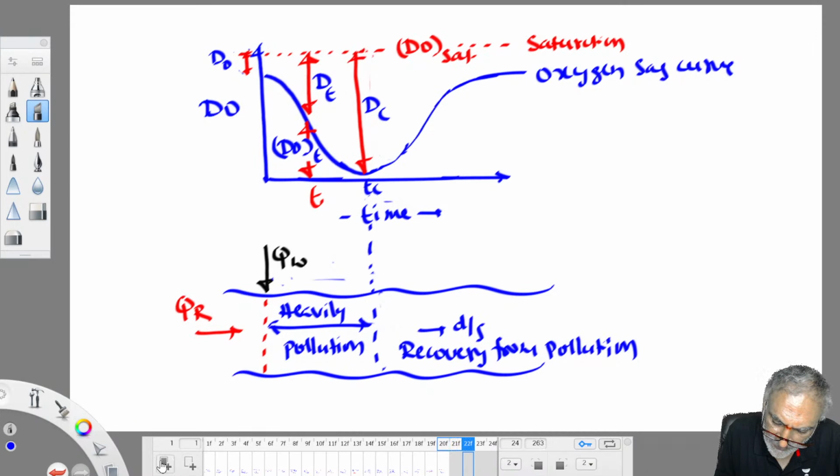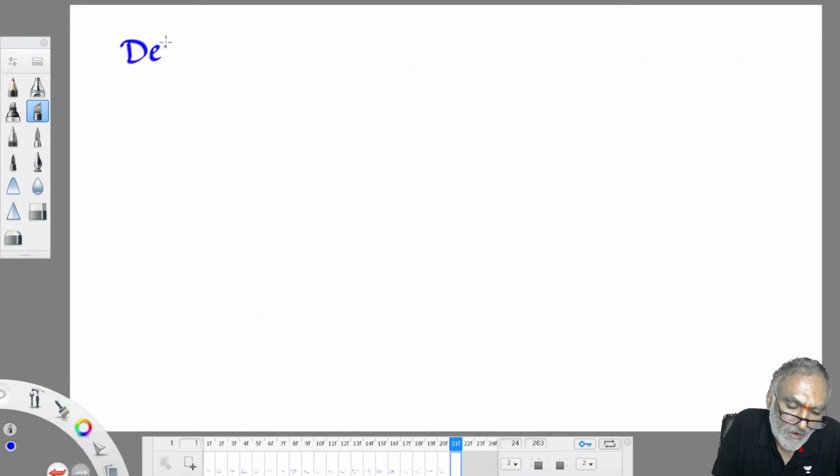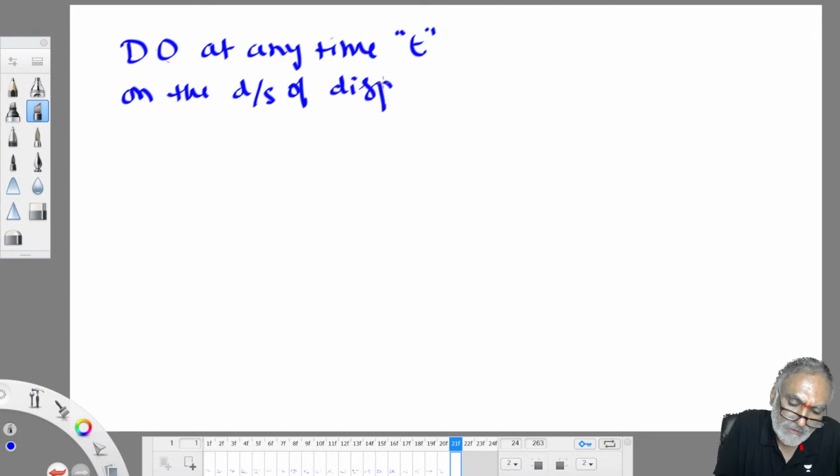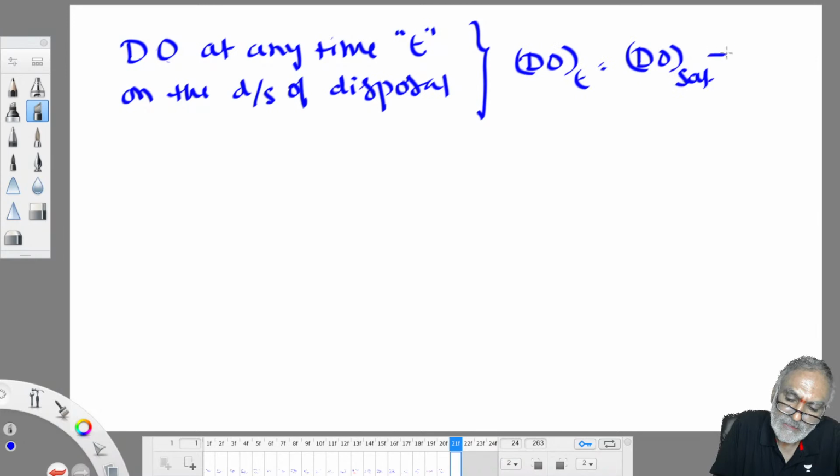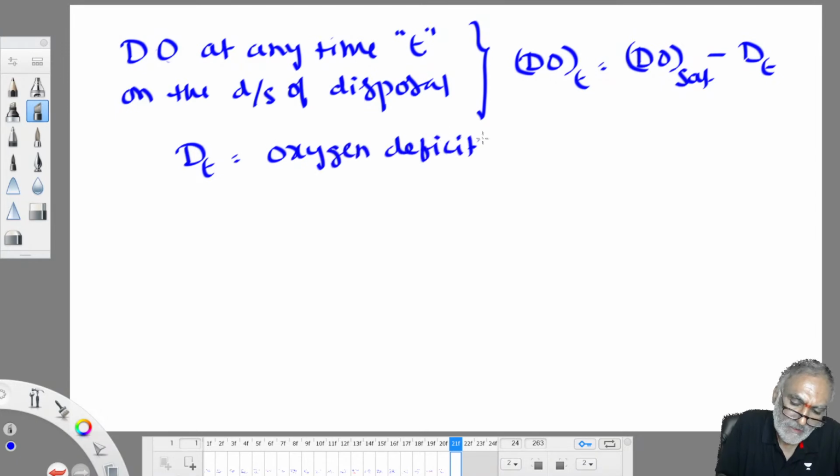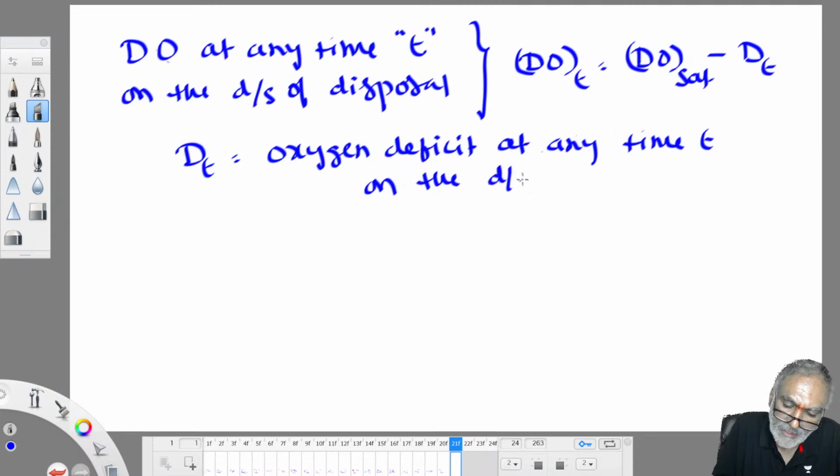These equations are called Streeter-Phelps equations. The deficit of oxygen at any time t: DO at any time t on the downstream of the point of disposal, DOt, is equal to DO sat minus Dt, where Dt is the oxygen deficit at time t on the downstream of disposal.